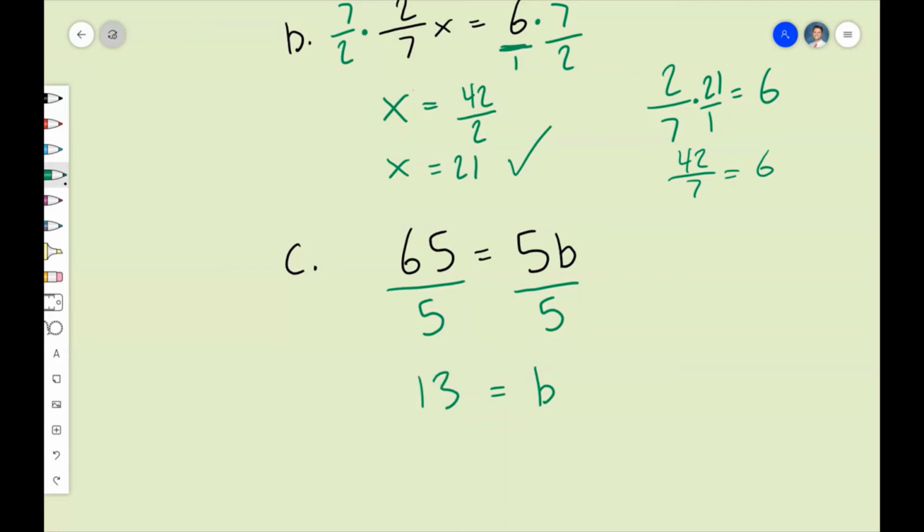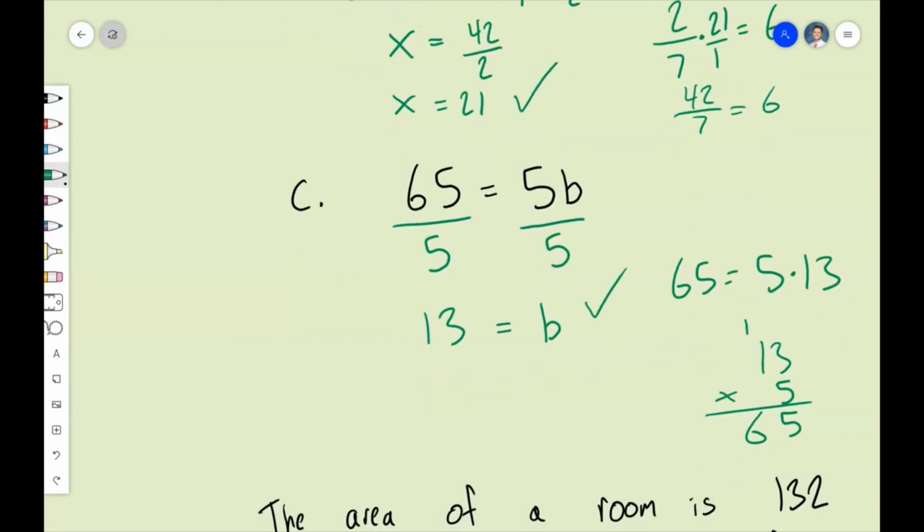Again, we should check our work. We've said that b is equal to 13, so we want to substitute 13 for b. So 65 equals 5 times 13, and we just want to double check that 13 times 5 does indeed equal 65. 5 times 3 is 15, 5 times 1 is 5, plus 1 is 6, so that is correct.